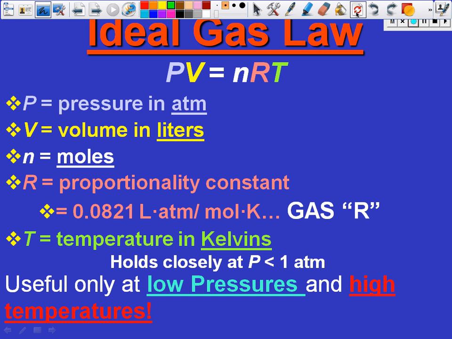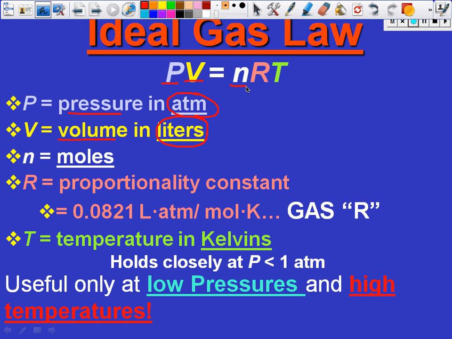Now, I hope that you can recognize several things. I hope the first thing you can recognize is what P stands for. Well, P is for pressure. However, you've got to realize that when you're dealing with PV=nRT, or the ideal gas law, it must always be in atmospheres when we're talking about pressure. V stands for volume. But you've got to also realize that it must always be in liters. All right, that's number 2.